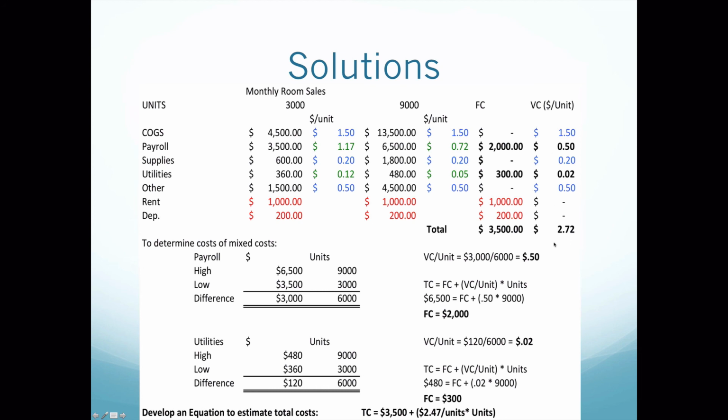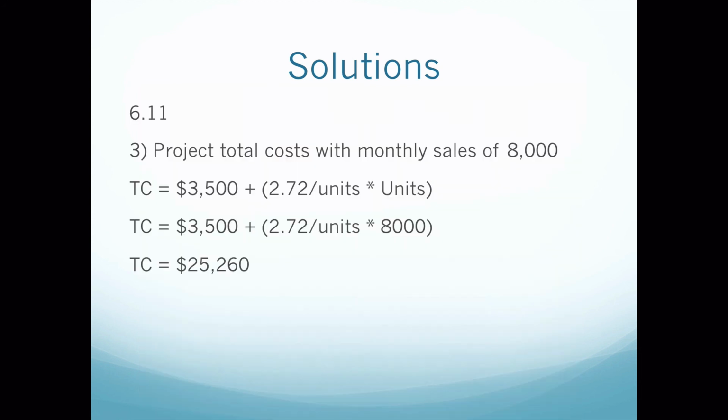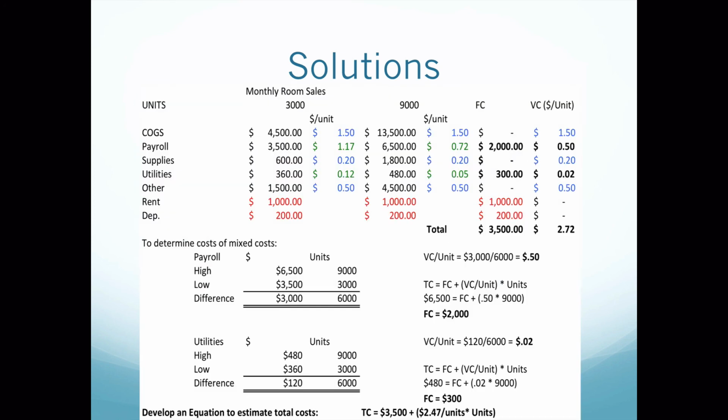Why do we care what our variable cost per unit is? Well, if you had to manage these variable costs, where would you find the most bang for your buck? If you were to spend an hour trying to manage utilities and you're only getting 2 cents per room sales saving, whereas if you look up at cost of goods sold, it's $1.50 per unit. So there's a lot more room to make savings there.